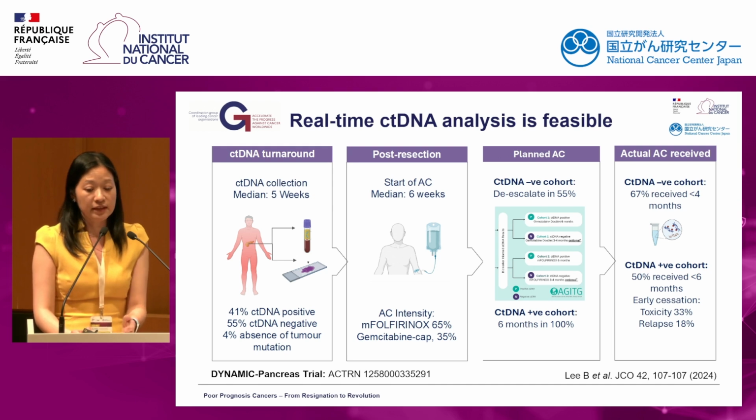But also concerningly, in the ctDNA positive cohort, who are supposed to have received six months of chemotherapy, actually 50% of patients received less than 6 months. But here the reasons for stopping early were mostly due to toxicity in 33% and relapse in 18%.